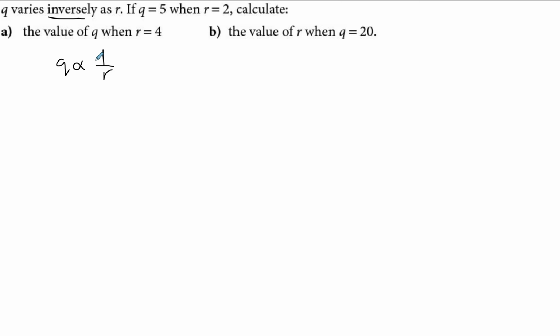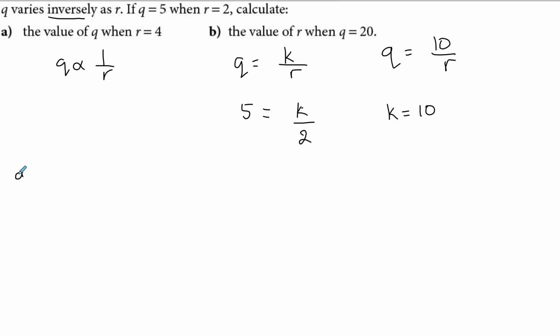So let's find this constant k and then we can deal with these. So that's what you always have to do. So q would be equal to k over r, and we substitute the values they gave us. So I have 5 equals k over 2. I cross multiply, I'm going to get k is equal to 10. So now I can use q equals 10 over r as my formula. And then I can easily find the answers.